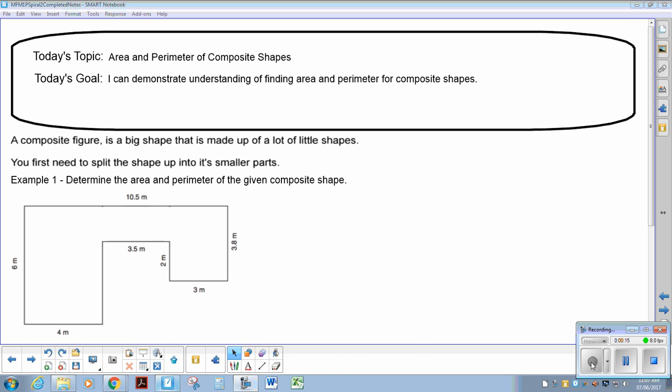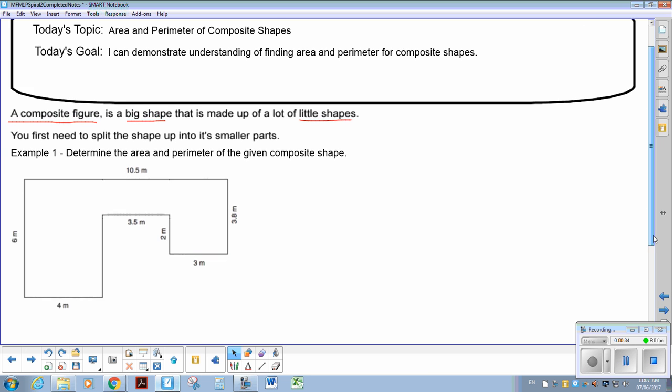So what is a composite shape? Right here it says a composite shape or a composite figure is a big shape made up of little shapes. So we need to identify the base shapes that make up the larger part. Okay, so we're going to have to split it up when it comes to area.